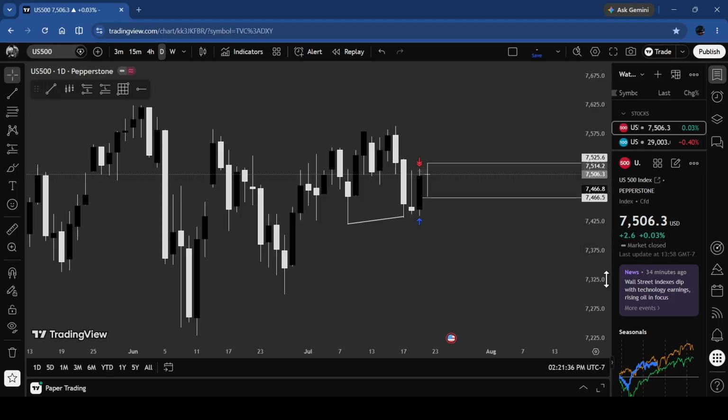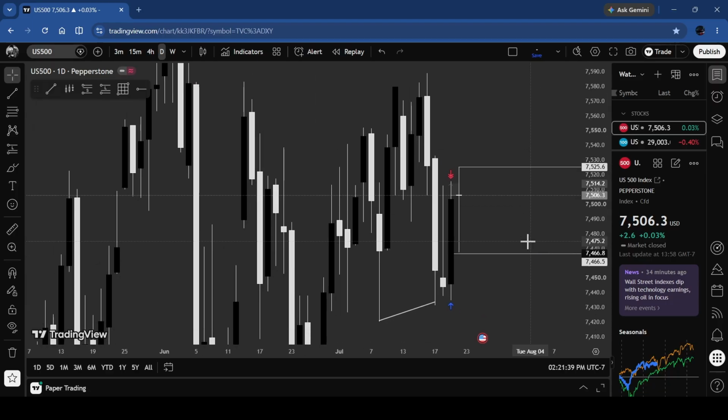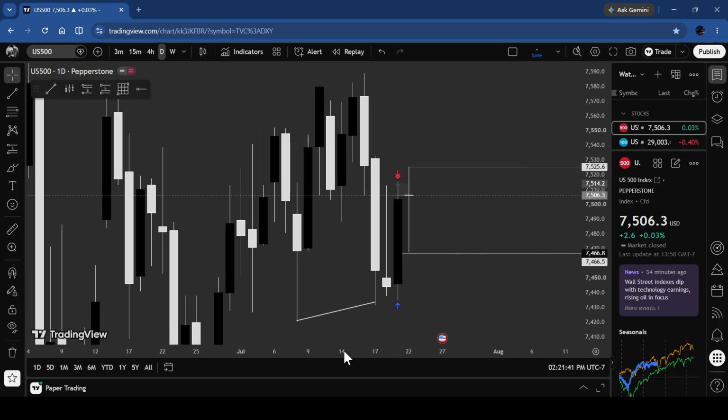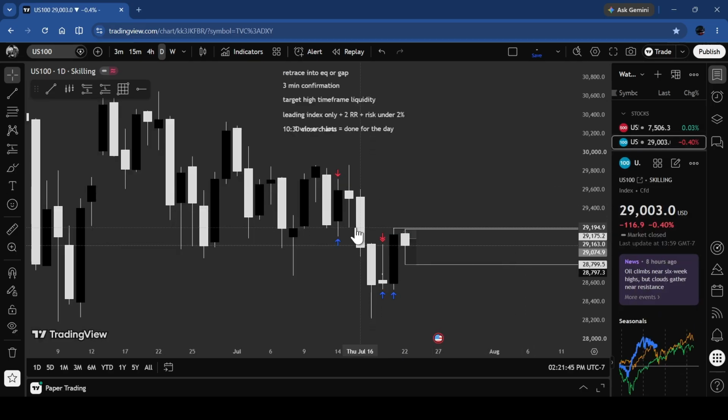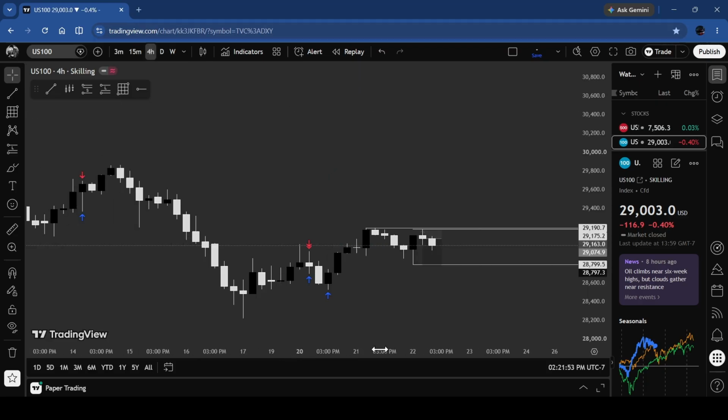Anyways, I was looking for shorts because both indexes were bearish on the daily time frame. We have this daily gap. As we inverse it, I'm still going to be looking for shorts. Maybe tomorrow I can get it set up.